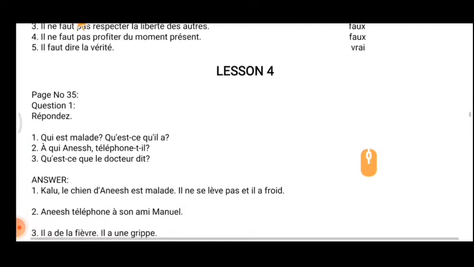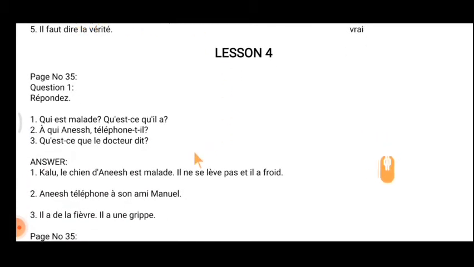Here starts lesson 4. If you see from here, Kallu est malade. Qui est malade? Qu'est-ce qu'il a? Kallu, le chien d'Anish, est malade. Il ne se lève pas et il a froid. The answers will be crisp and short, so it will be easy for you to learn. À qui Anish téléphone-t-il? There will be small spelling mistakes there, so you'll easily find them. Sometimes if you see Anish's spelling is wrong, you can change it.